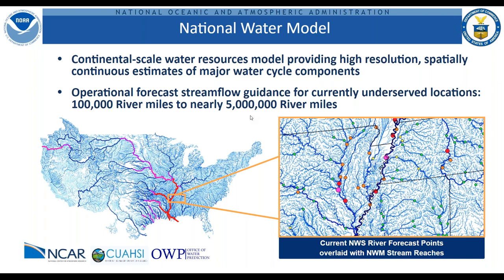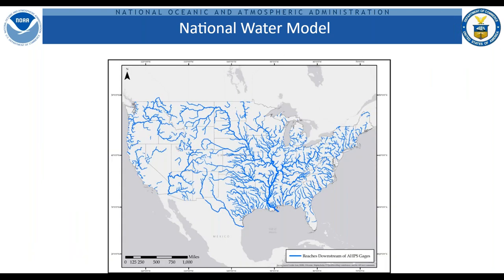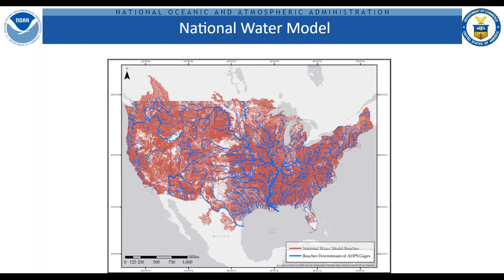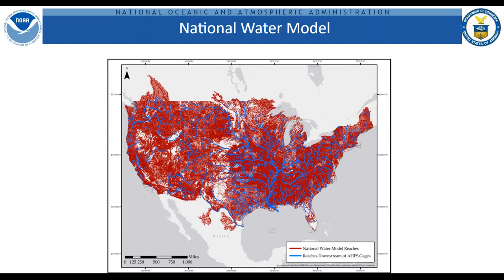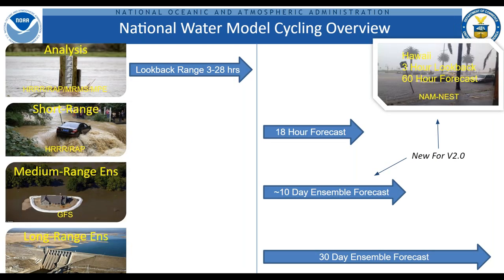And what the National Water Model does is it provides intelligence where no intelligence had previously been available. Our current forecasting capabilities, shown in this slide in the blue lines, only cover about 120,000 river miles in the country. We have all the major rivers and waterways covered. But that's only about 120,000 river miles out of a total of 5 million river miles that are in the NHD Plus network. So the National Water Model, and those are shown here in red, produces a forecast along each one of these 5 million river miles. And we do this at a frequency shown in this slide.